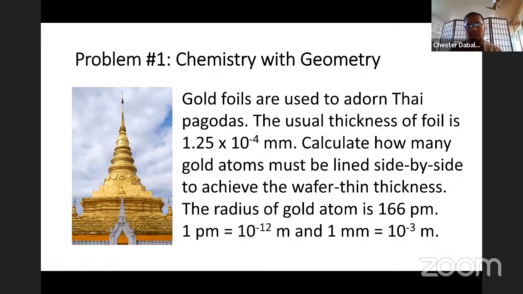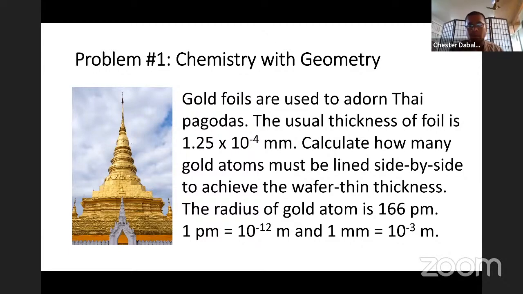Okay, so sa mga teachers, nakita ninyo that I actually presented that number in the scientific notation. Okay, so calculate how many gold atoms must be lined side by side to achieve the wafer-thin thickness. The radius of a gold atom is 166 pm. Okay, so pm hindi ibig sabihin na pm na hapon. Ang pm ay isang acronym po. So pm stands for picometers.